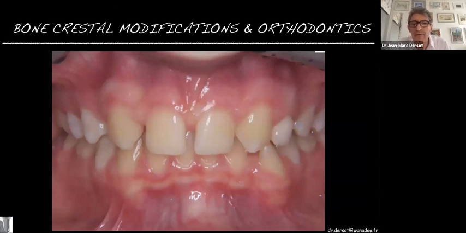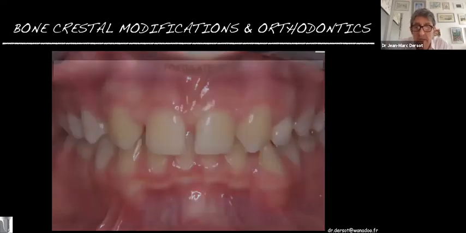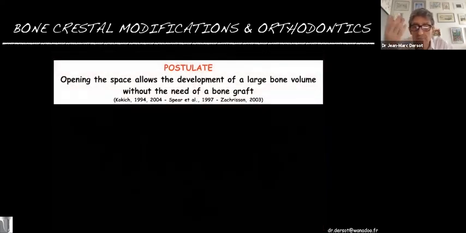A lot of well-known practitioners all around the world, confronted with this clinical situation when the canines are in contact with the centrals, say that if we decide to open a space for a future prosthetic solution, implants, bridge, bonded bridge, classic bridge, we will be confronted with a huge volume of bone. And a lot of well-known practitioners give this postulate.